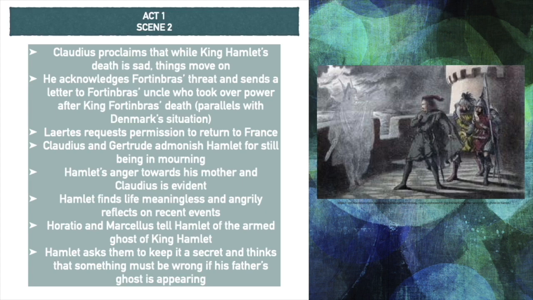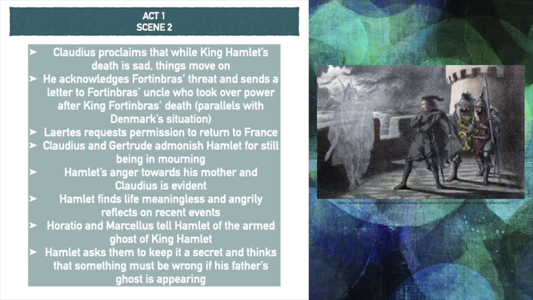He acknowledges Fortinbras's threat and he sends a letter to Fortinbras's uncle, who took over power after his brother King Fortinbras's death. So we really have parallels to the Denmark situation, because King Fortinbras was killed, and instead of his son Fortinbras becoming king, the power went to his uncle, to King Fortinbras's brother. The same thing in Denmark, right? King Hamlet has died. Instead of the power going to Hamlet, his son, it has gone to Claudius, Hamlet's uncle, King Hamlet's brother. So we definitely see those parallels, and we also see the disconnect between what Fortinbras's uncle wants versus what Fortinbras wants, and we're going to see that same disconnect between what Hamlet wants and what Claudius wants.